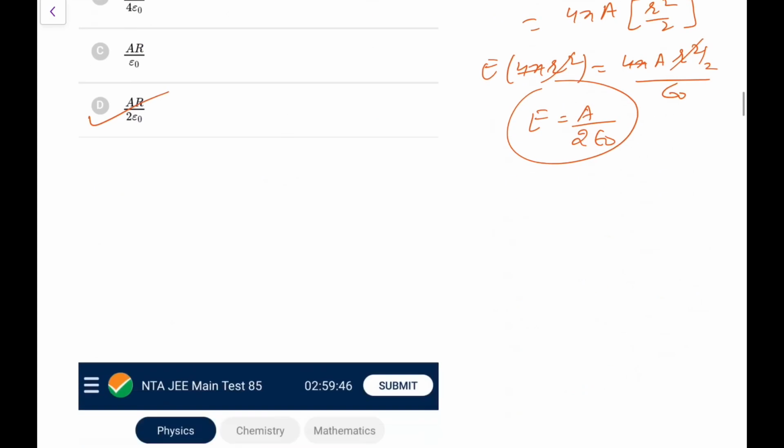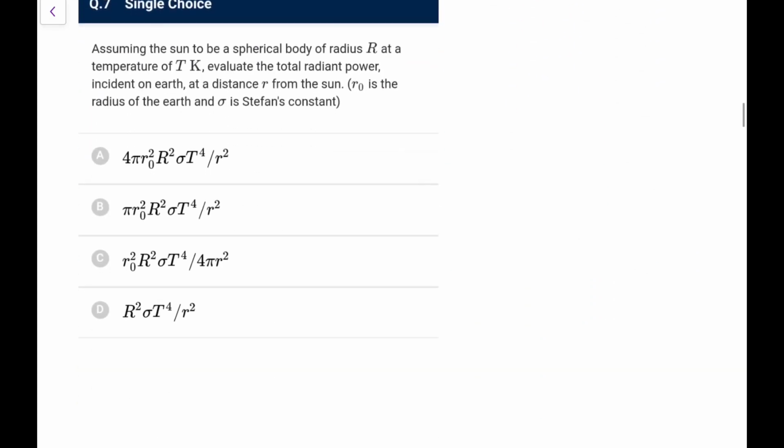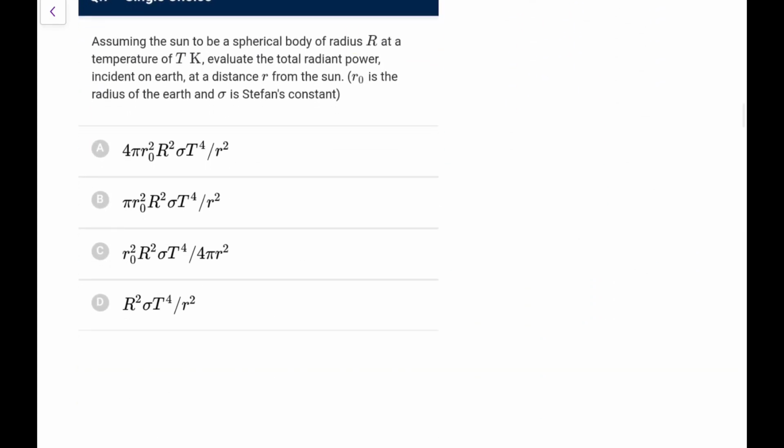Go for option D. Next, assuming the sun to be a spherical body of radius r at a temperature T, evaluate the total radiant power incident on earth at a distance r from the sun. So first of all, total energy radiated by the sun would be equal to sigma into the area of the sun, which is 4 pi r square, into T to the power 4.